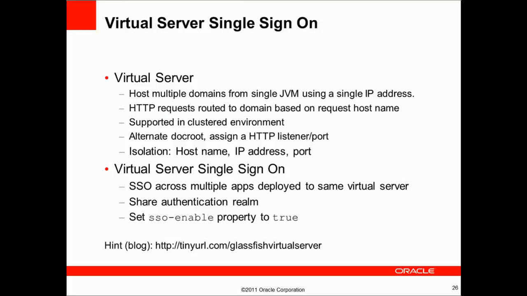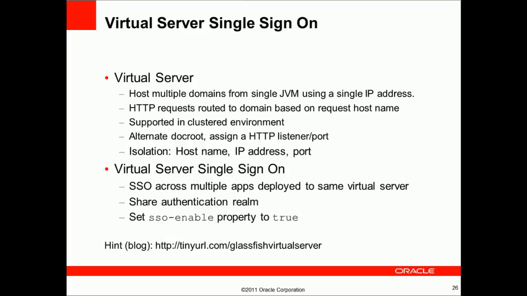And note that each virtual server can have its own alternate doc root. It can also have its own default application being served. And you can also assign a specific HTTP listener/port to a virtual server as well, right? So on a port-by-port basis, you can define multiple applications listening on multiple ports. So you get some level of isolation. Obviously, it's not as isolated as a complete GlassFish instance, but it provides you some level of granularity to consolidate applications into a single JVM instance.